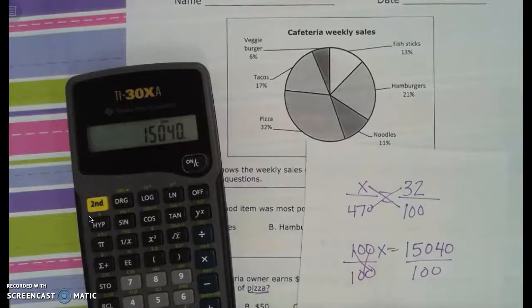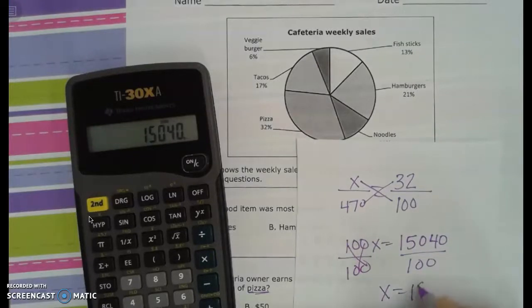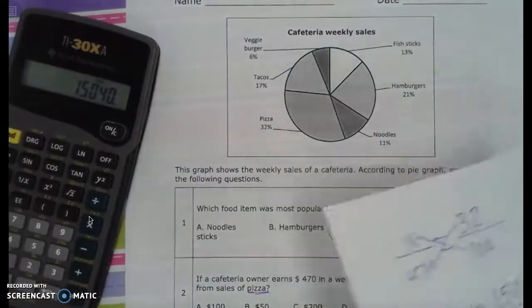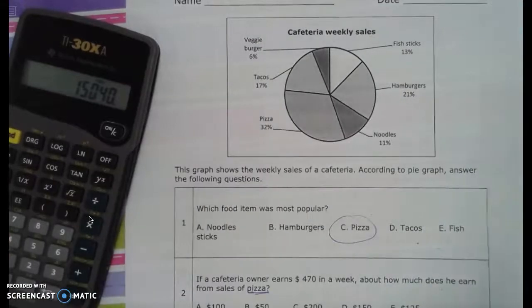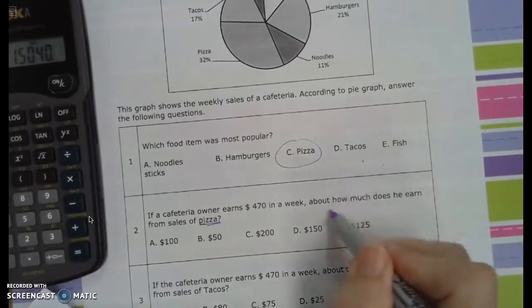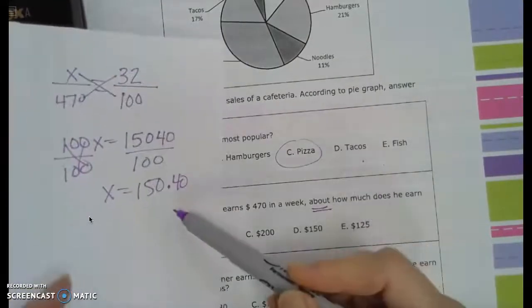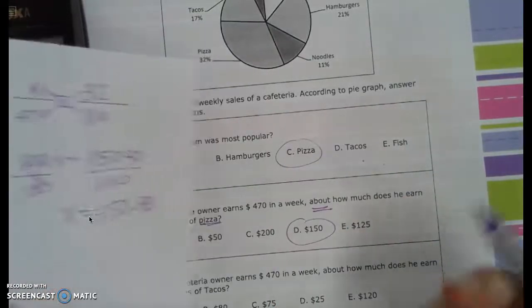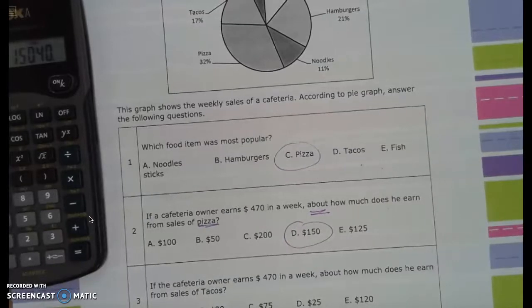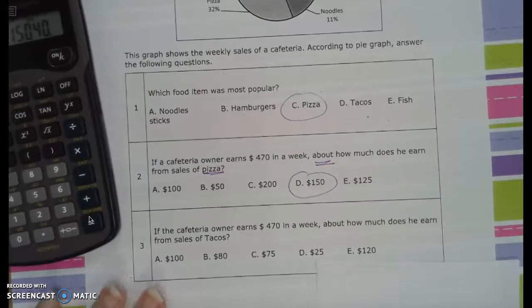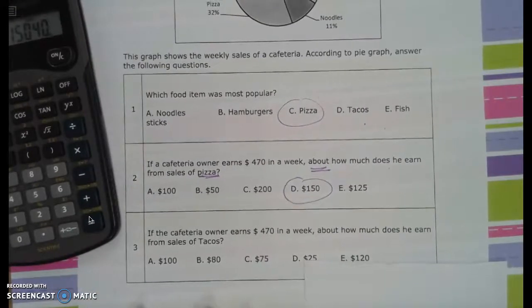So I got $150.40. I'm sorry, I've got too much for you to look at, not enough room. It said about how much. So if I got $150.40, that would be about $150. Okay? So again, for tacos, it wants to know if the cafeteria earns $470 a week, about how much comes from tacos.